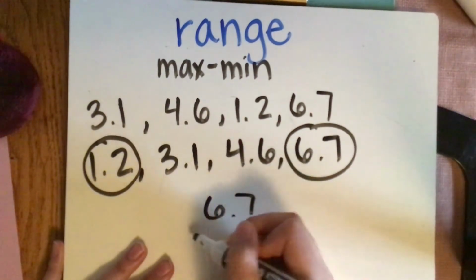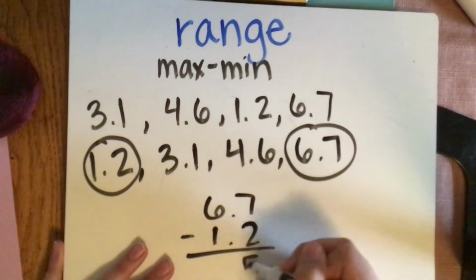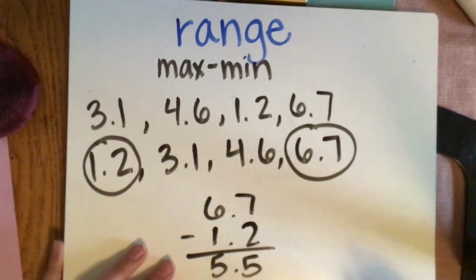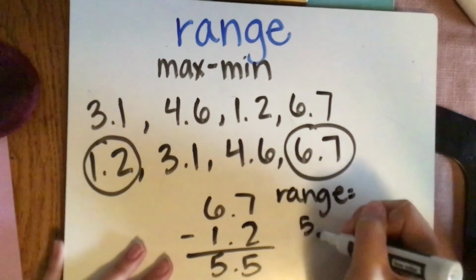So I need to subtract 1 2/10 from 6 7/10, leaving me with 5 5/10. So my range for this data set is 5 5/10.